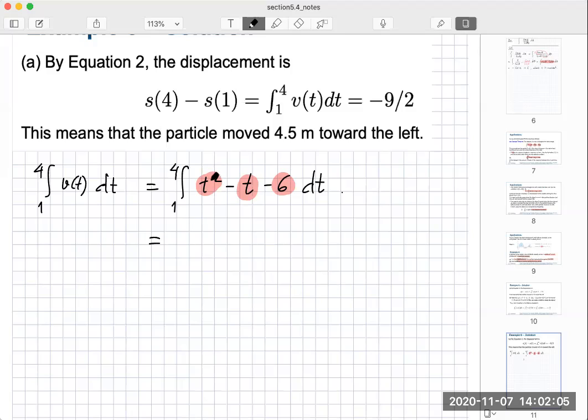Do it one by one. What is the antiderivative of t squared? T to the third over 3. Thank you. Is it Faith? Oh, yes. Thank you. And negative t here.